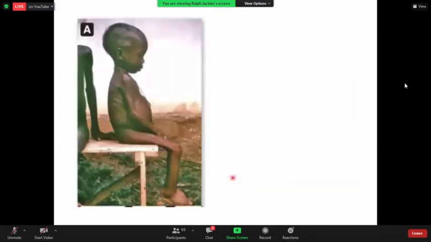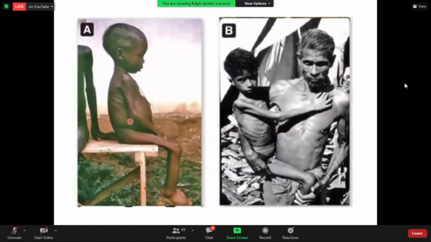So here, what is this? Kwashiorkor or marasmus? Kwashiorkor. This is kwashiorkor because of the edema in the abdomen, as compared to the other one, which is marasmus.